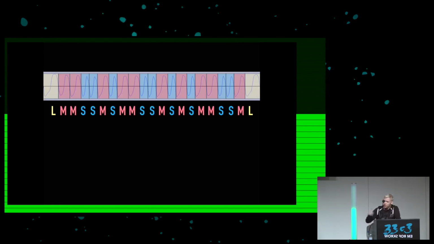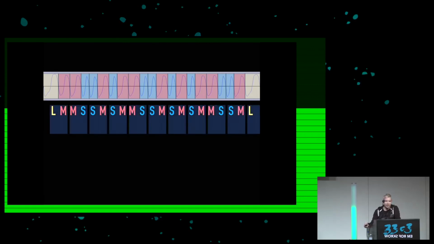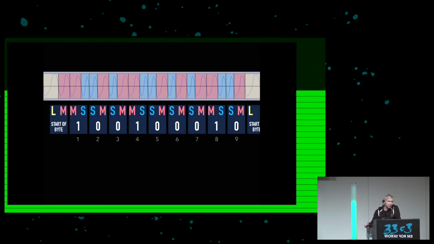To decode this back into binary data, we have to look at these pulses in pairs. Each combination of two pulses has a specific meaning. Long medium stands for start of byte. Medium short is a 1, and short medium is a 0. So this looks already quite familiar. You may have noticed that we got 9 bits instead of 8, which we would expect for a single byte. This is because the last bit is used for error correction. It's a parity bit. For now, we just ignore it and assume that the data is correct.